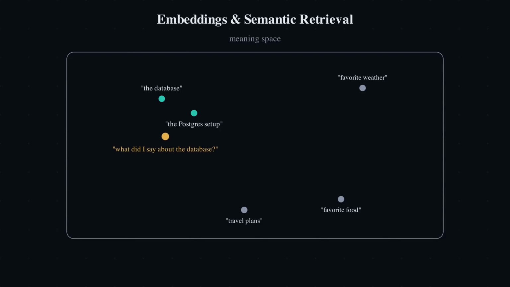or a vector, that captures its meaning. Text with similar meaning gets similar vectors, even with totally different words. Store every memory as a vector. When you need to recall, embed the question and find the memories whose vectors are closest. That's semantic search.